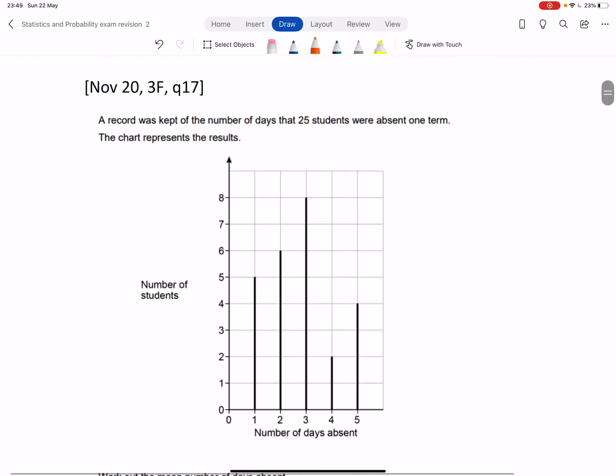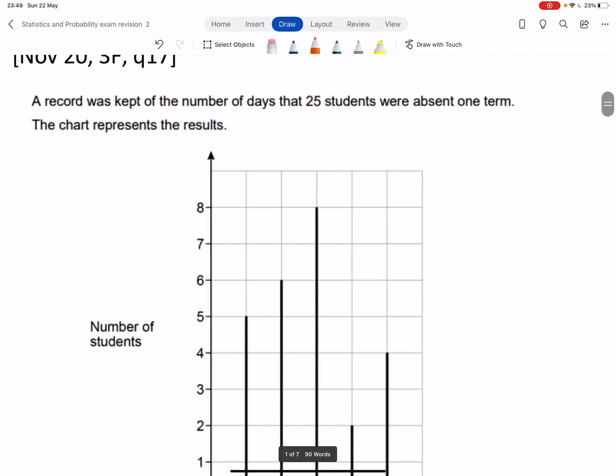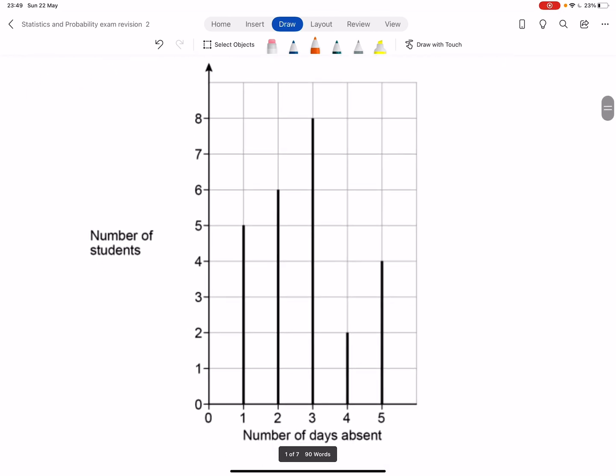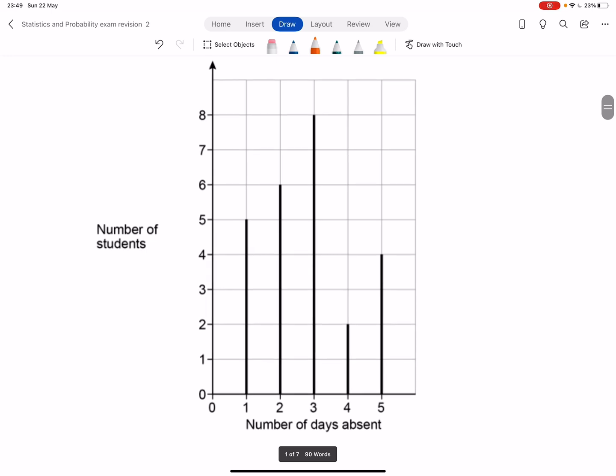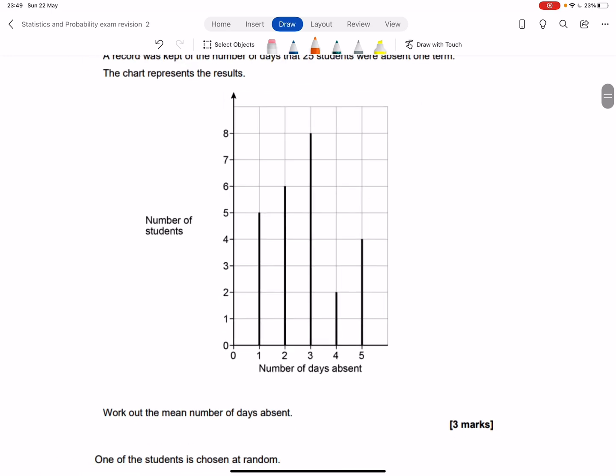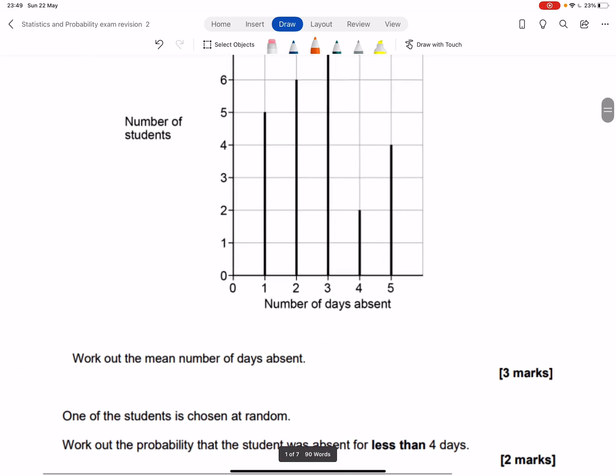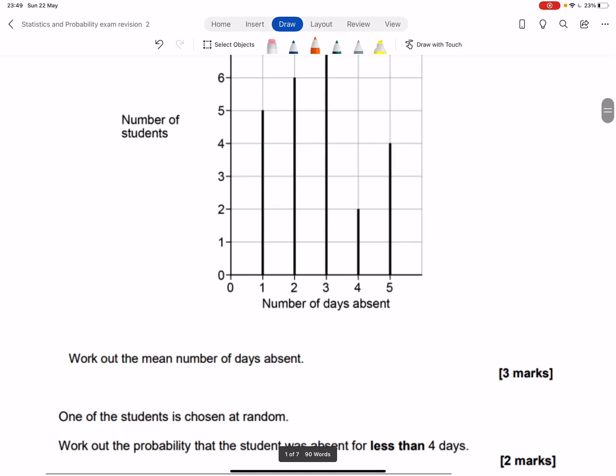Next question. A record was kept of the number of days that 25 students were absent one term. The chart represents the results. The vertical axis shows the number of students, and the horizontal one shows the number of days spent. Work out the mean number of days spent.